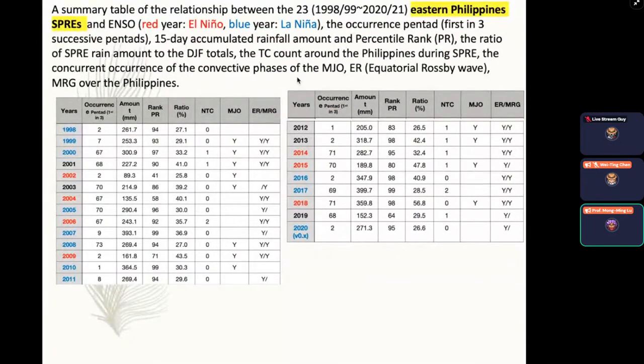Okay, so next we try to identify, for all the SPREs over the 23 years, what's the relationship between ENSO, TC, MJO and the convectively coupled equatorial waves, CCEWs. For the equatorial waves, we analyze the ER and the MRG. And in this table, you can see the years marked in blue are La Nina years, and the years marked in red are El Nino years.